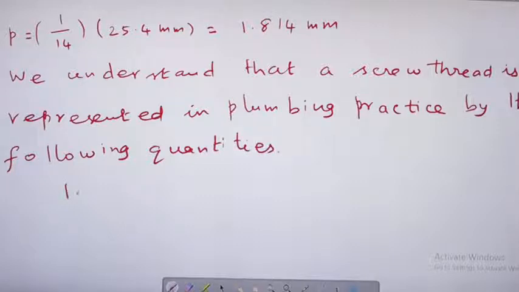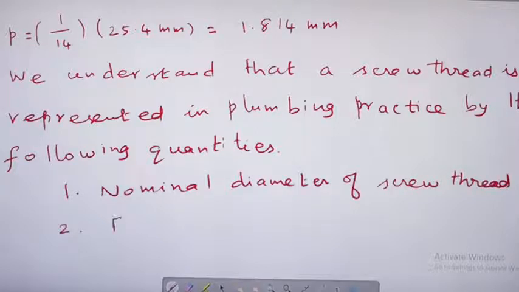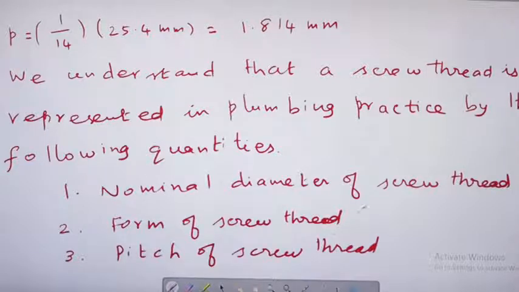1. Nominal diameter of the screw thread. 2. Form of the screw thread. From the form of the screw thread, we can identify the angle of the thread, the radius of the root, the depth of the thread, and the pitch of the thread. Third one is pitch of the thread. From the form of the thread, whether it is BSW or BSF or BSP, we can come to know. We understand that a screw thread is represented in plumbing practice by the following quantities: nominal diameter of the screw thread, form of the screw thread, and pitch of the screw thread.